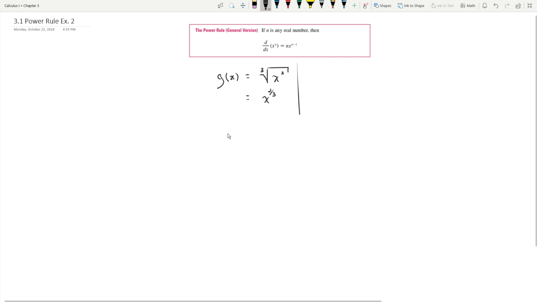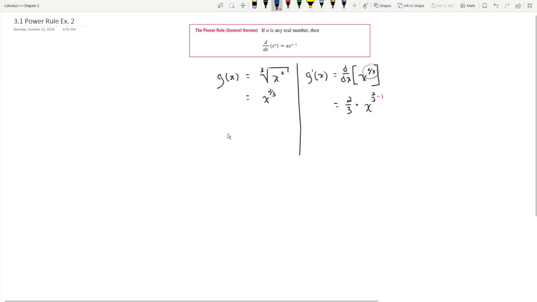Now we can find the derivative of this function. So we're going to have g prime of x is equal to the derivative with respect to x of x to the 2/3. So again, we take that power, we bring it out front, and we multiply by x to the 2/3 minus 1.